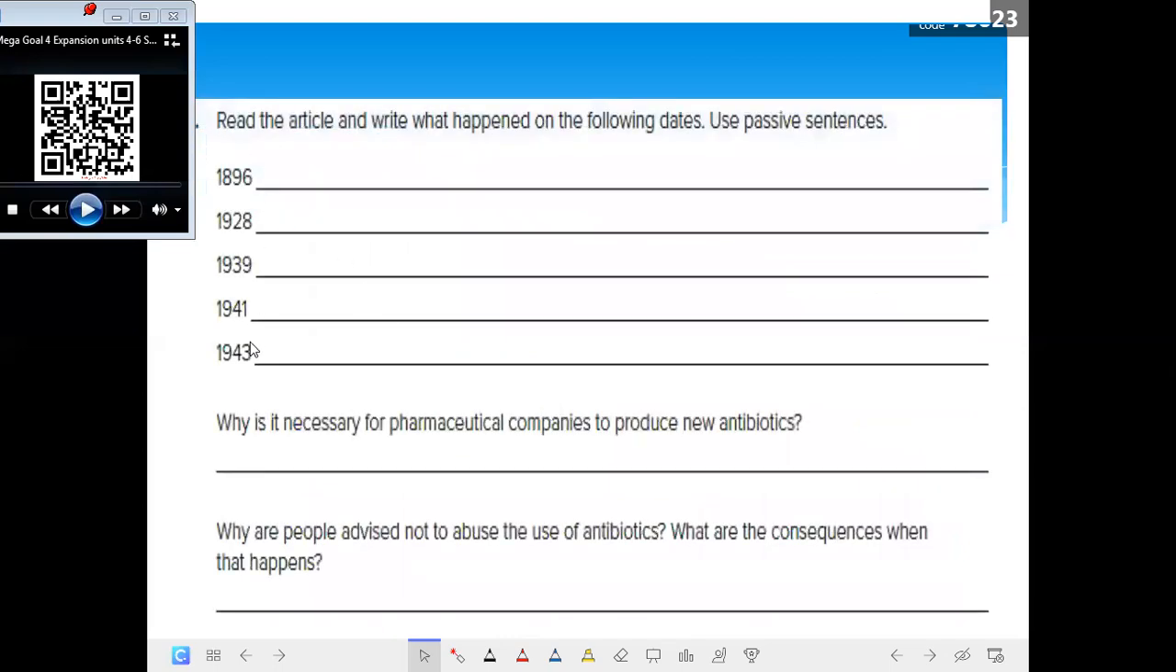As you see here, the second part for this exercise, he wants you to read the article and write what happened on the following dates. Use passive sentences. يعني هو جايب لي بعض التواريخ وبيقول لي اذكر اللي حصل في التواريخ دي، ولكن بتستخدم الجمل اللي انت هتقولها في المبني المجهول في الباسيف. طيب if you can my dear students, after answering the first part, if you can, I want you to participate me to give me the answers, okay, for exercise B.